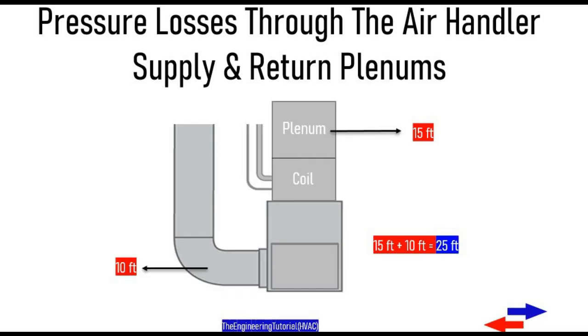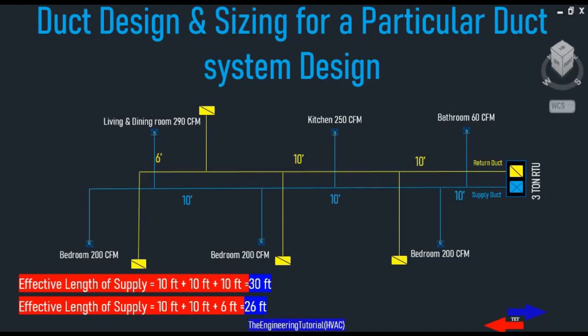We also have the pressure drop equivalent length of straight duct through our supply and return plenums: 10 feet plus 15 feet gives us 25 feet. So we now have to look at the longest length of duct run for our supply and return duct.